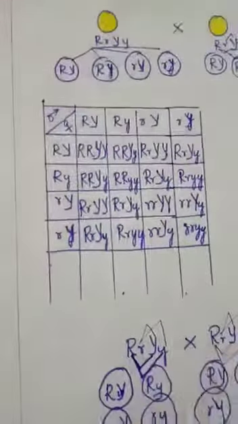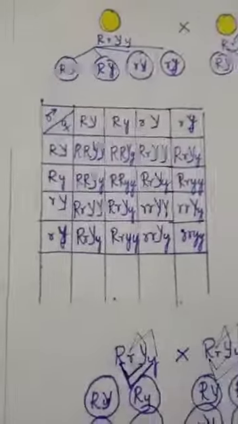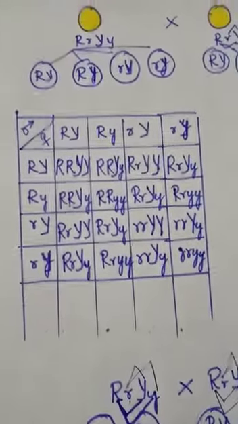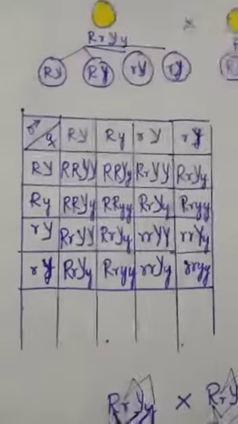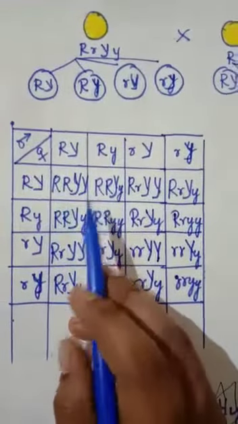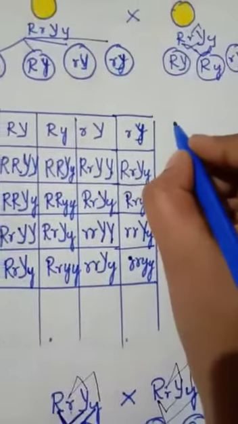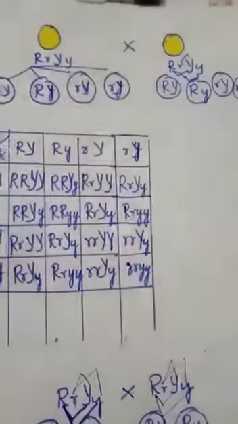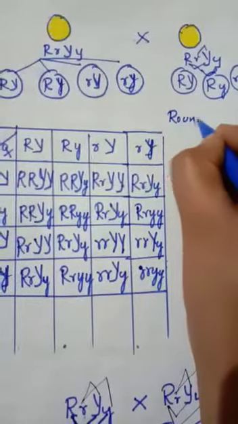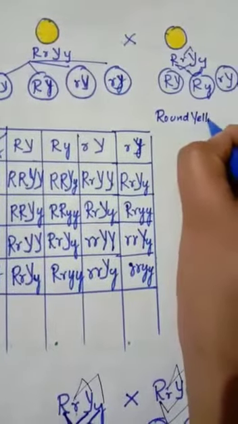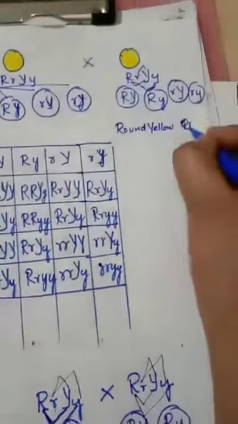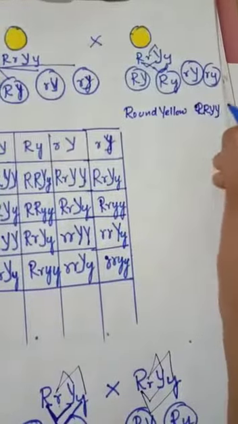See, so here you will understand how we got the ratio 9:3:3:1, and also you will get the genotypic ratio. Now you should tell me how many round yellow seeds are there. So what are the four characters that we saw? Round yellow, that is, it should have capital R and capital Y.